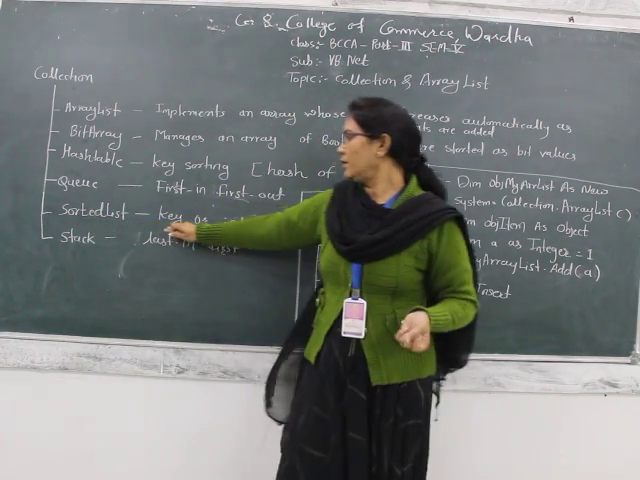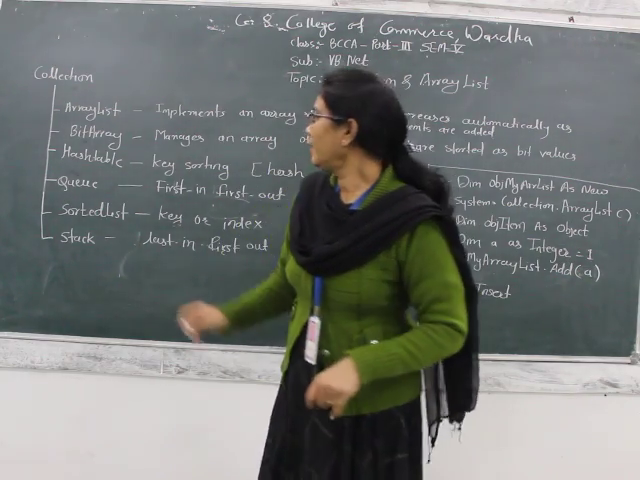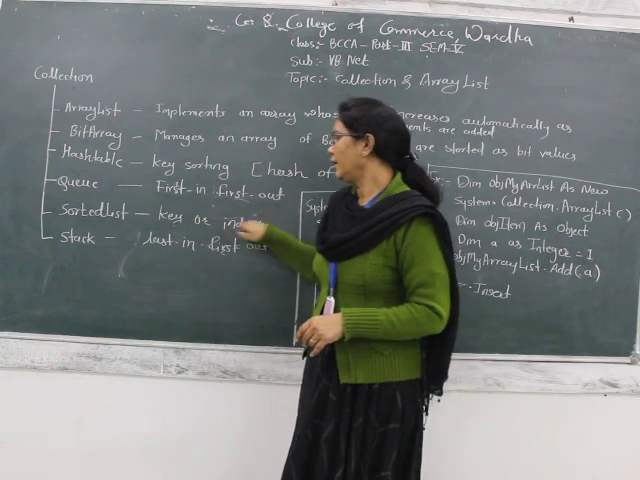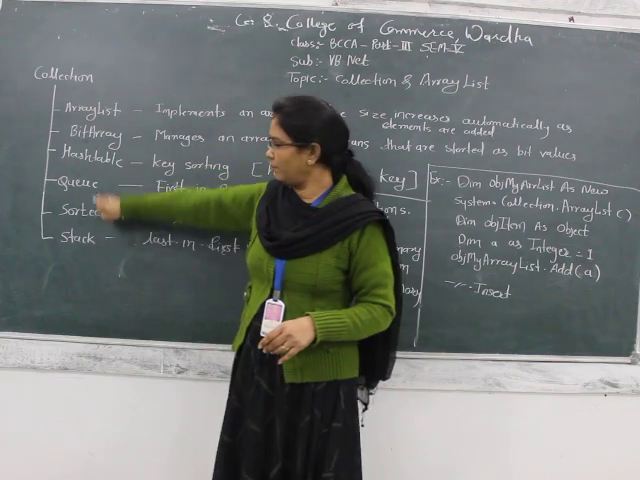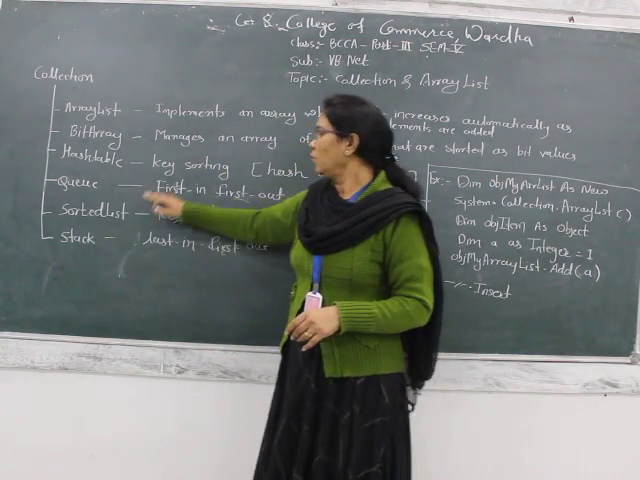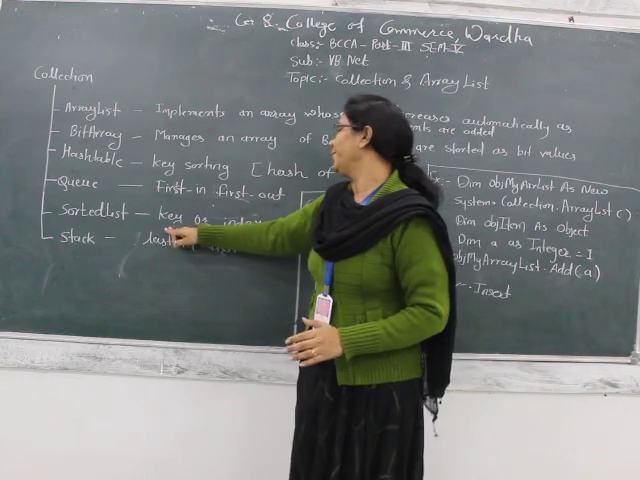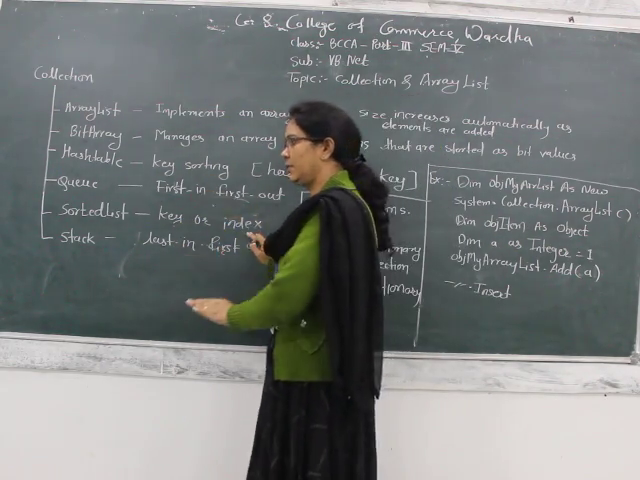So what does sorted list mean? It means ascending or descending order, by its key or index value. That means we are storing our elements in the collection form of a sorted list. So those elements can be stored in the order of key or its index, in ascending or descending order.